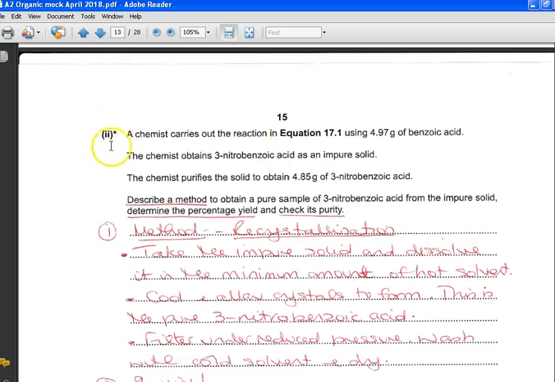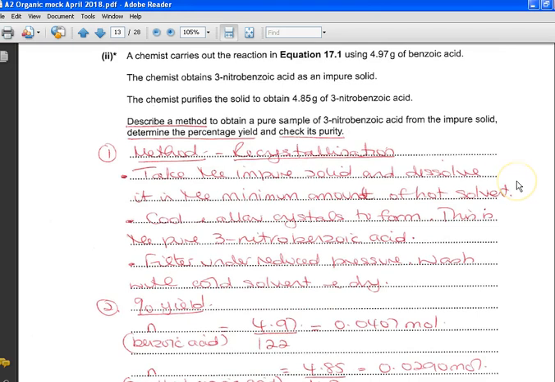So we've got our star up here, or our asterisk, which is telling us that they want to see a detailed answer. Describe a method to obtain a pure sample of your 3-nitrobenzoic from the impure solid. So you're told that you've got your impure solid, so you're not actually making the nitrobenzoic, you're just literally purifying. You're asked to determine the percentage yield using the information you're given here, and how would you check its purity. So just do this in a methodical way.